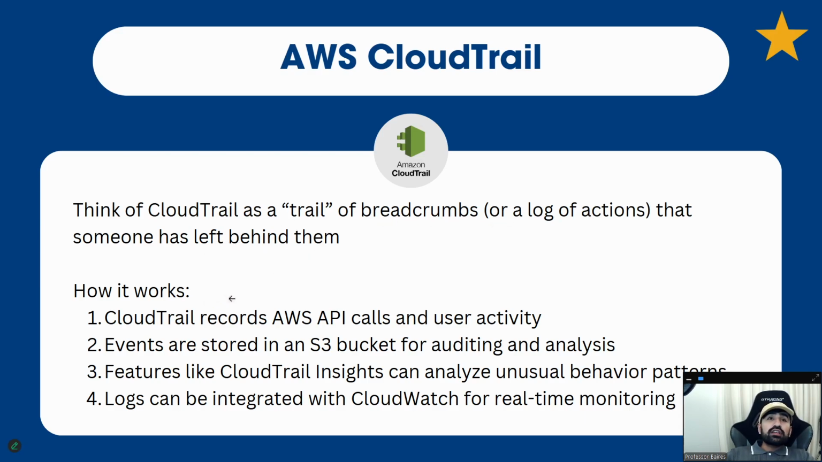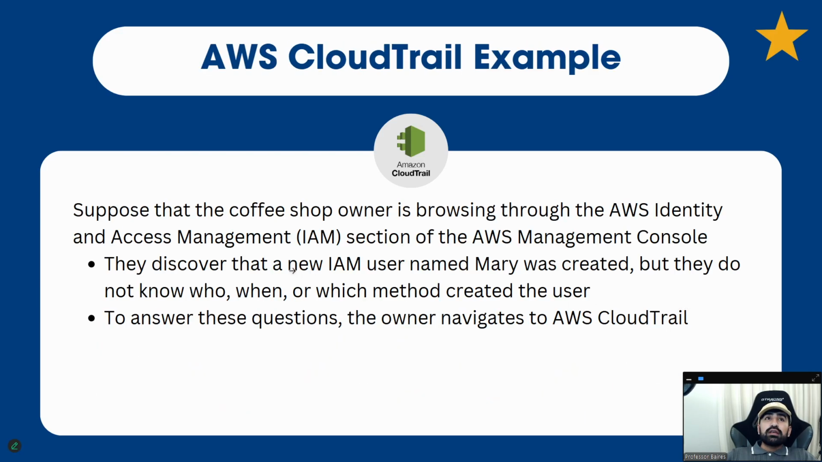So how it works essentially is CloudTrail will record all the API calls and user activity. All those events are actually stored in an S3 bucket. So it's relying on another service to actually store that data. And then features like CloudTrail Insights, which we'll talk about in another slide, can even help you analyze strange behavior, unusual behavior patterns. You can integrate it with CloudWatch for real-time monitoring as well.